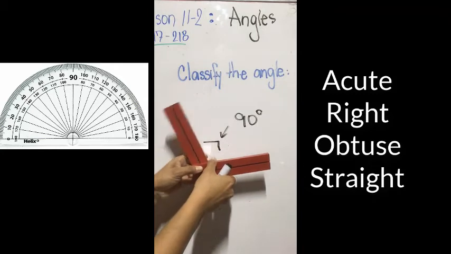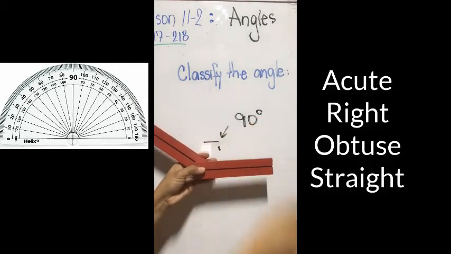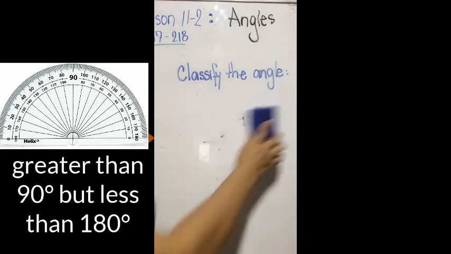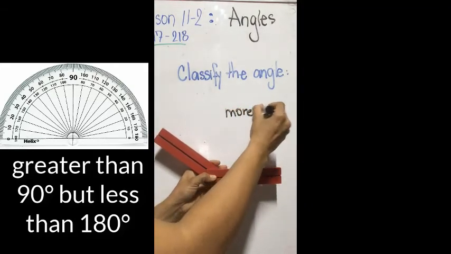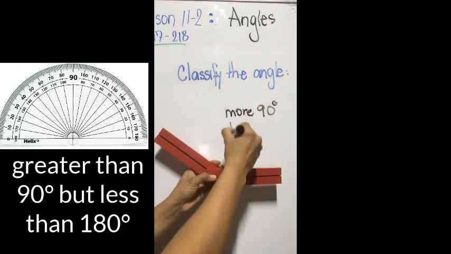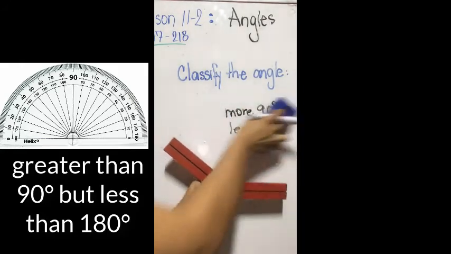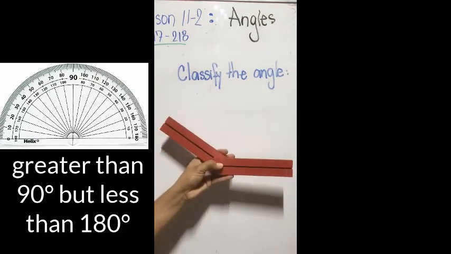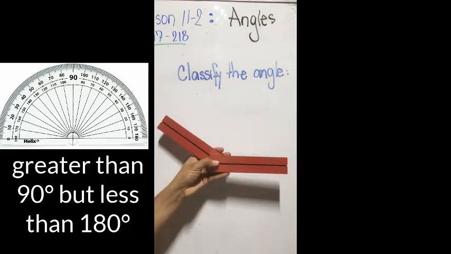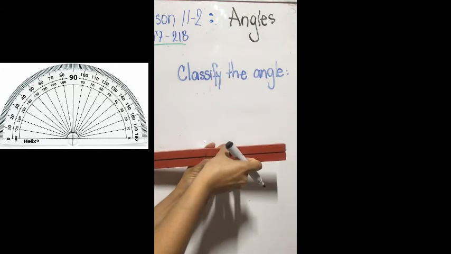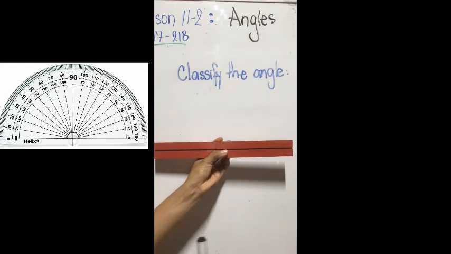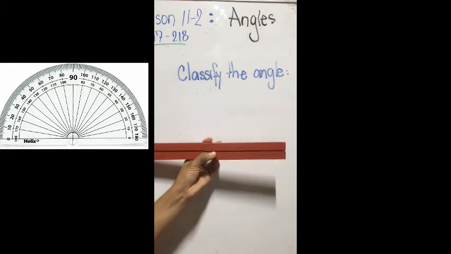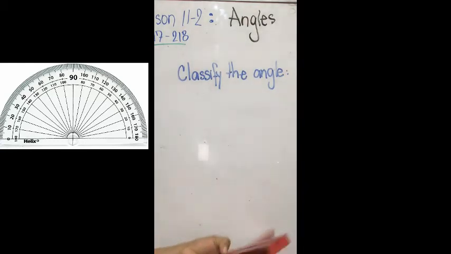Okay, good. And obtuse is more than 90. Let's read this. It's more than 90, greater than 90 and less than 180. The 180 has a special name. Look at this, it's like on a straight line. Yes, that's it. This is a straight angle. Okay, that's it. That's how to classify the angles.